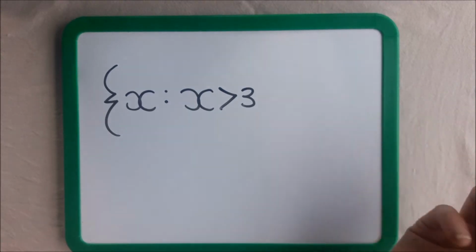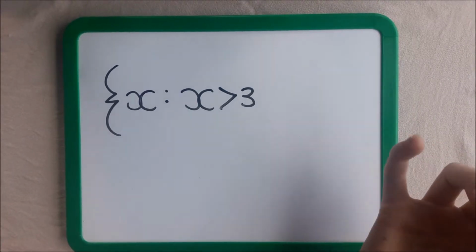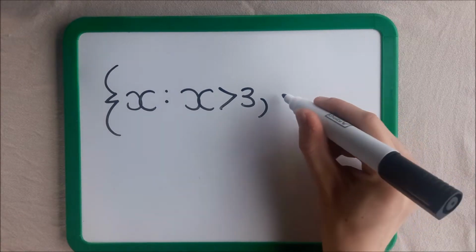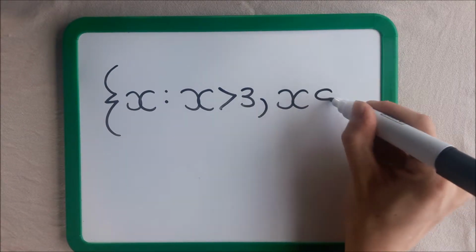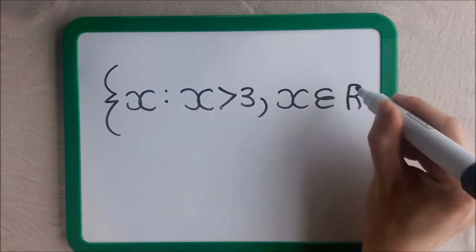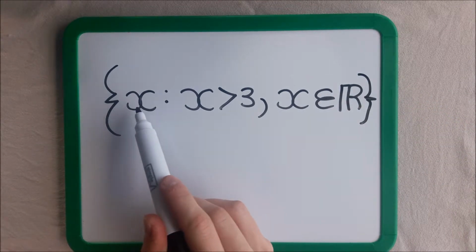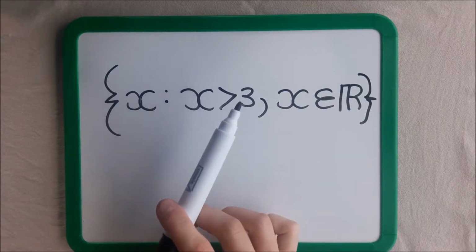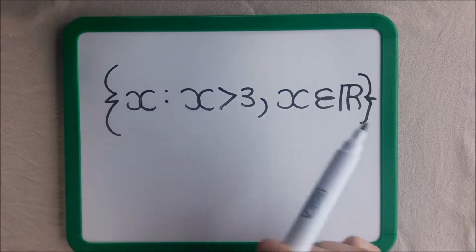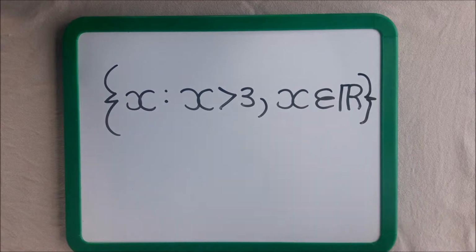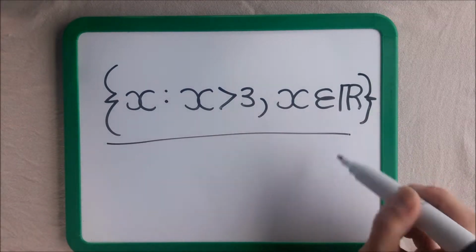The last thing we need to define is what sorts of elements x actually is. So let's say x is an element of R. In this case, it means that we're working with the element x, all the x greater than 3, and x is a real number. Okay, so that's the set-builder, the written form of it.